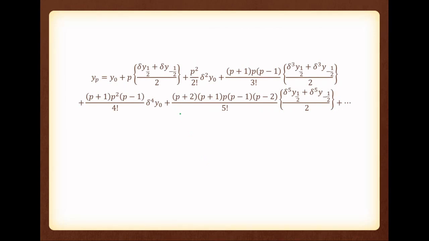So yp is equal to y0 plus p into theta y 1 by 2 plus theta y minus 1 by 2 divided by 2 plus p square by 2 factorial into theta square y0 plus p plus 1 into p minus 1 divided by 3 factorial into theta q y 1 by 2 plus theta q y minus 1 by 2 divided by 2 plus p plus 1 into p square into p minus 1 divided by 4 factorial into theta raised to 4 y0 plus p plus 2 into p plus 1 into p minus 1 into p minus 2 divided by 5 factorial into theta raised to 5 y 1 by 2 plus theta raised to 5 y minus 1 by 2 divided by 2 plus etc. This is Stirling's formula. Okay. So please note this equation.